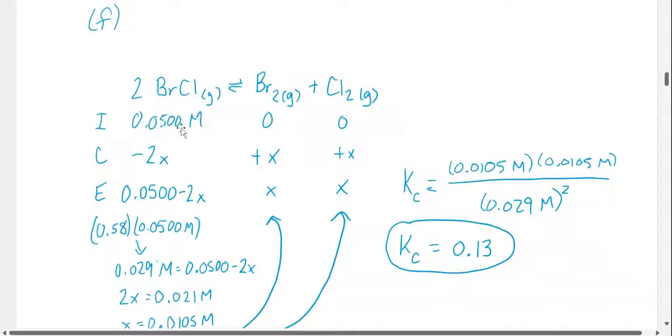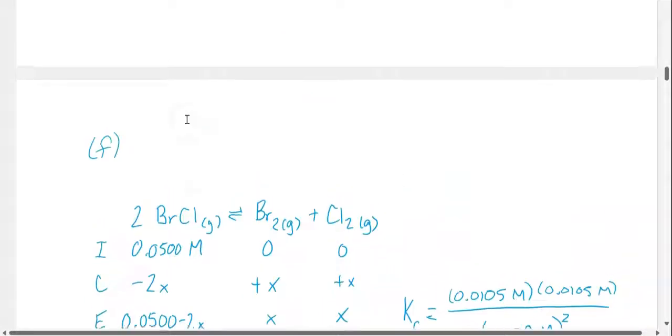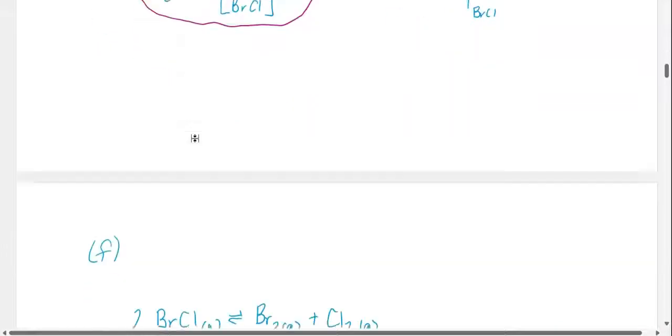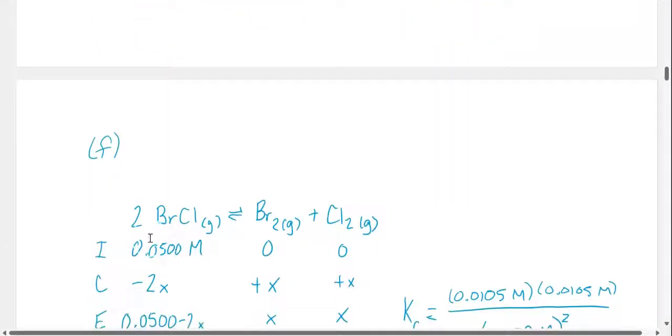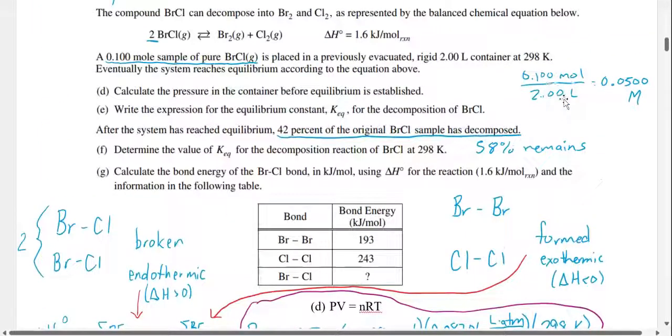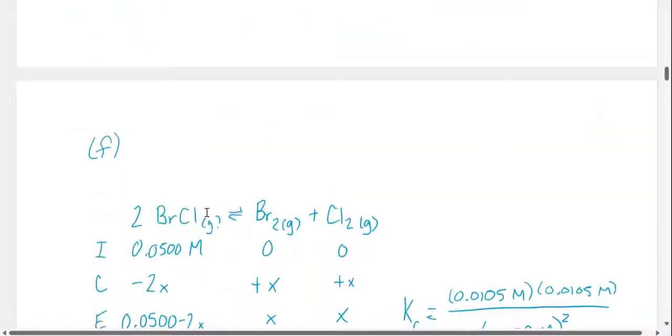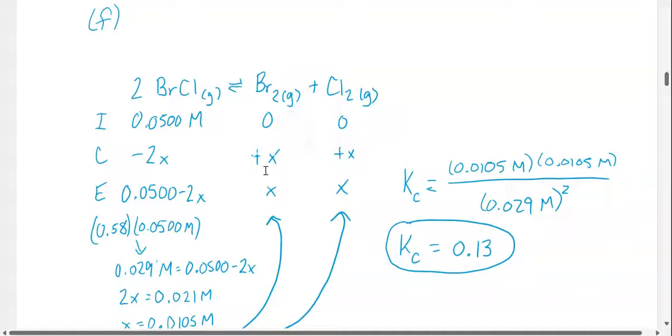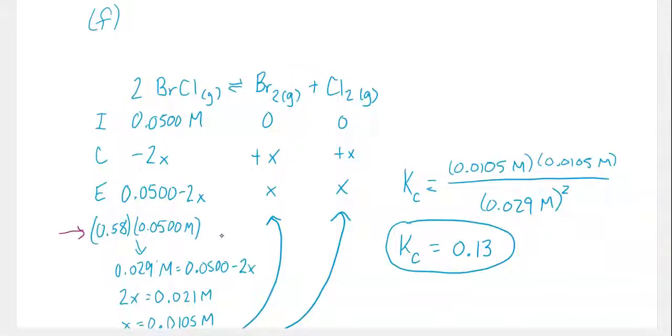Okay, so this was our initial, and I'm doing molarity because I'm using my Kc, so that's in terms of concentrations. And remember, I got this molarity because I did 0.1 moles over 2.0 liters. So moles over liters is molarity. So I have none of the other ones. This is minus 2x, this is plus x, this is plus x. And then if 58% of it remains, then that means that I have 0.029 molar of BrCl at equilibrium.